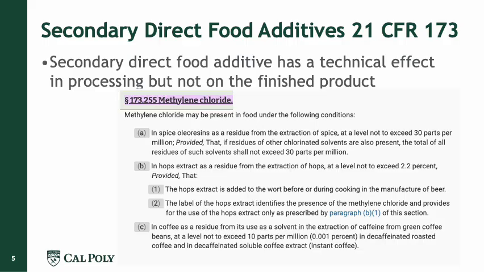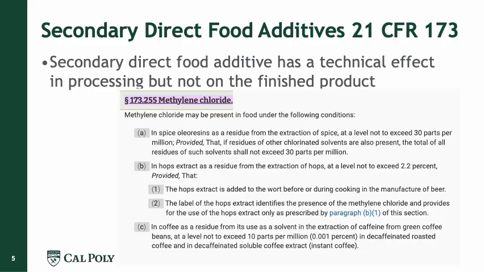A secondary direct food additive is an additive that has a technical effect in processing, but we do not expect it to be in the finished product. And here we have a paragraph from Title 21, and it talks about methylene chloride. Methylene chloride is a solvent that is used for the extraction of, for example, oils or oleoresins. So oils like vegetable oils, or oleoresins in some types of spices like paprika.